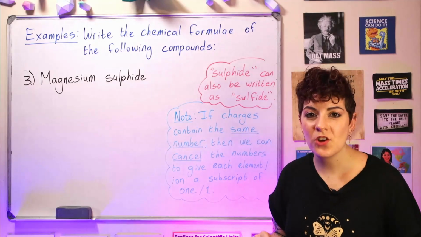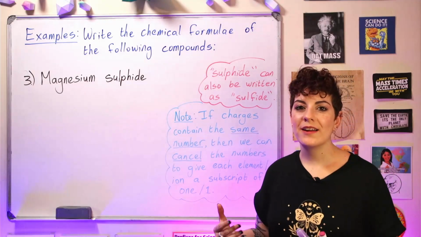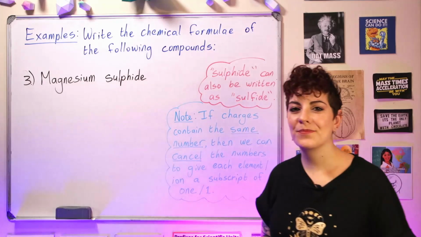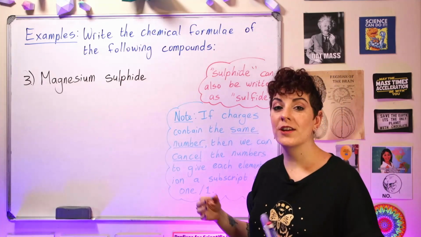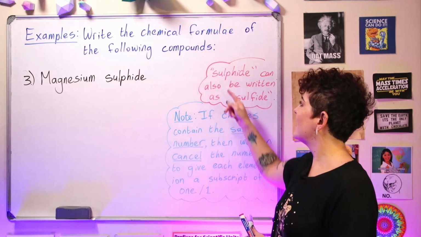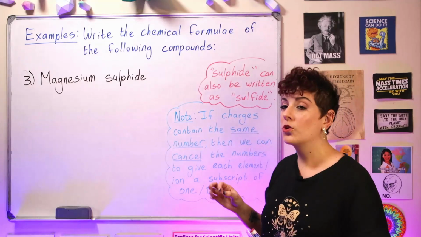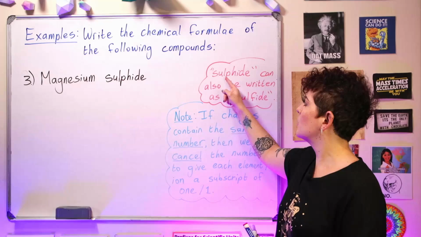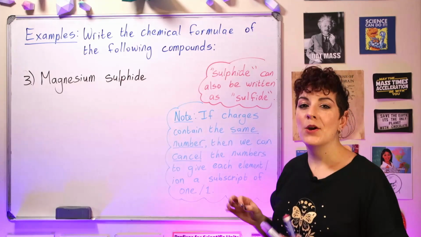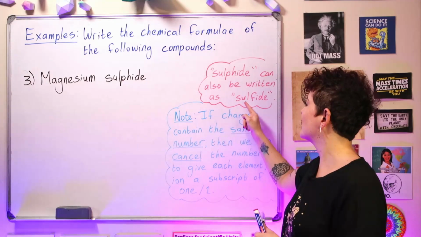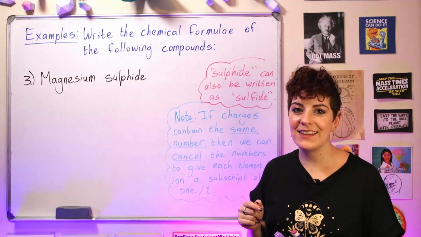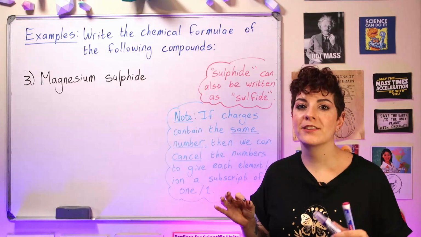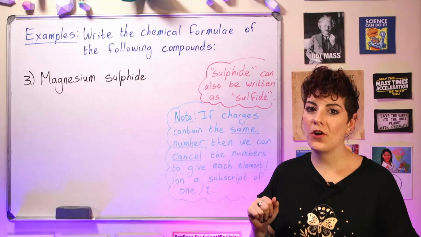Okay, on to example 3, where we are trying to give the chemical formula of magnesium sulfide. Now, please bear in mind that you can write the word sulfide either with a PH, or you can replace the PH with an F. So you can spell it sulphide, but it's also correct to spell it sulfide. So whether you write the F or the PH for the F sound in sulfide, both are correct.